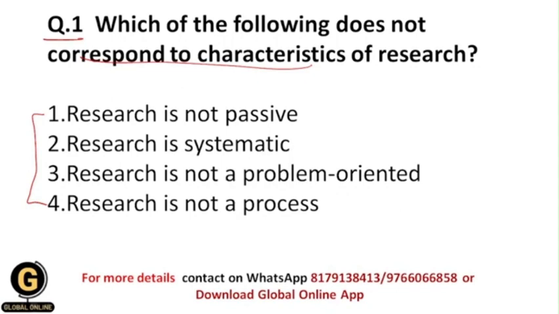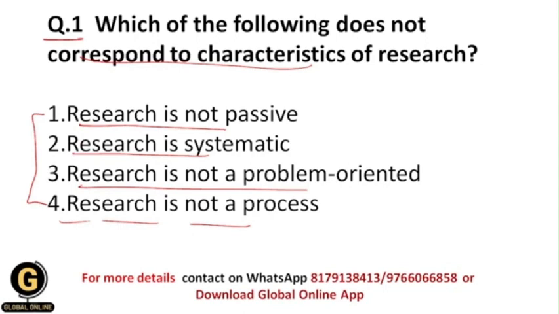So let us see. Research is not passive, research is systematic, research is not problem oriented, research is not a process. Basically, research means we are going to solve any kind of problem through a systematic procedure. Within research we follow a proper scientific method, and that's why research is not passive. Research is active, because whatever we are doing is through our active mode, and here we want the empirical evidence.